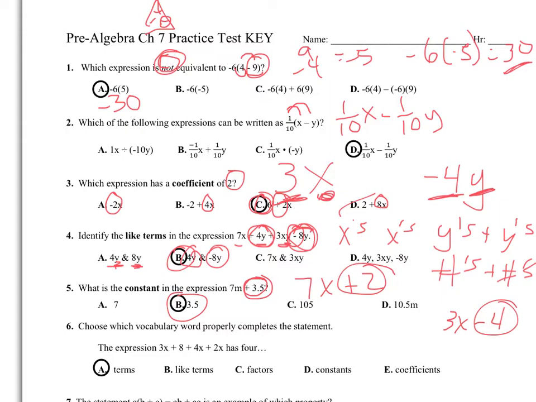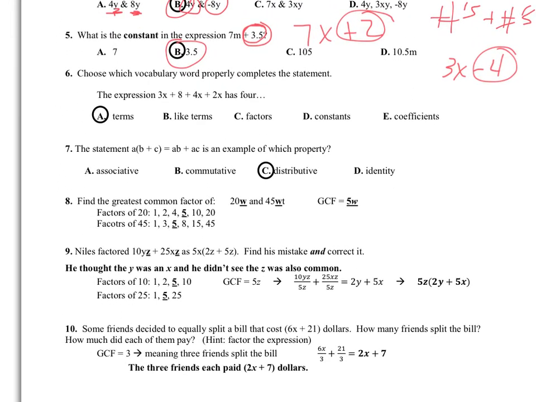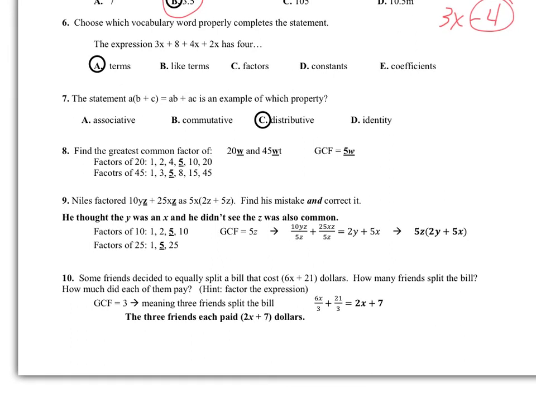All right, let's scroll it on up. Okay. Number 6. Let's change colors. Choose which vocabulary word properly completes the statement. The expression 3x plus 8 plus 4x plus 2x has 4. Well, it has 1, 2, 3, 4.